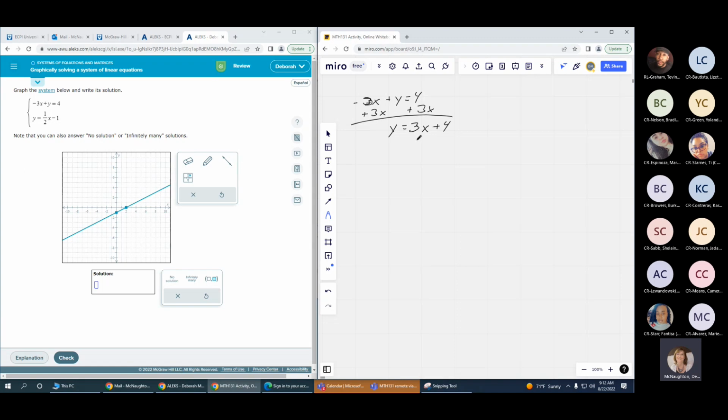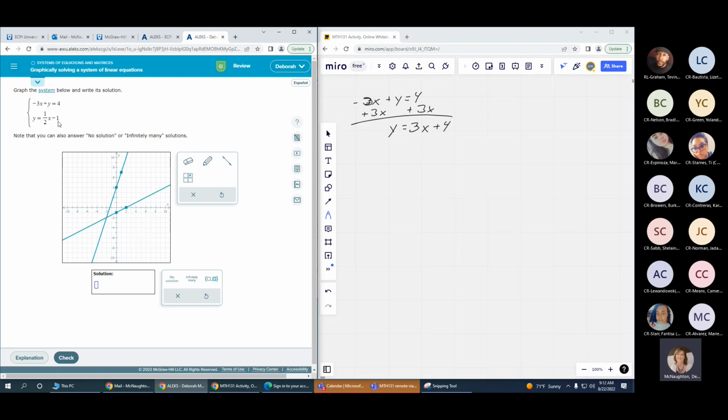And so my y-intercept is 4. And then the slope is 3/1, so I go up 3 and over 1. And then I'm going to graph this second line. So this one is -3x plus y equals 4, and this line is y equals 1/2 x minus 1.